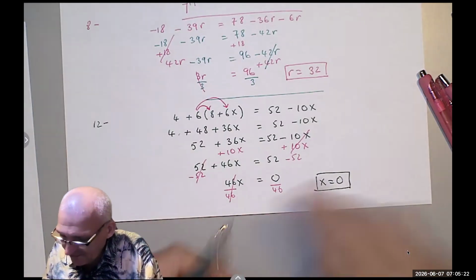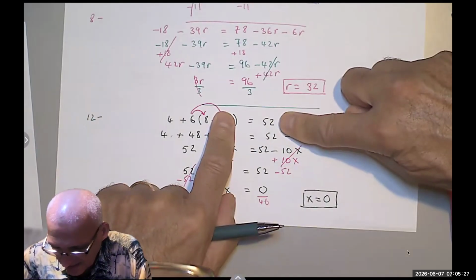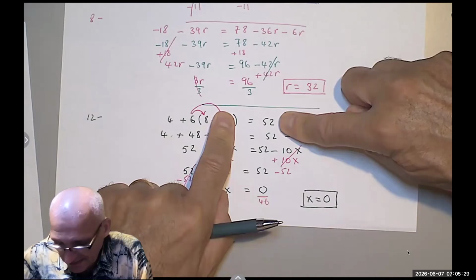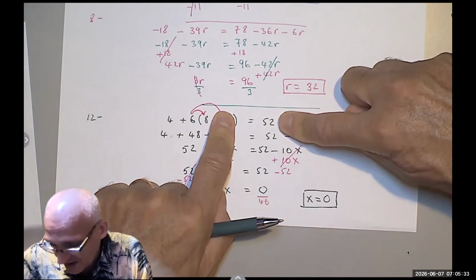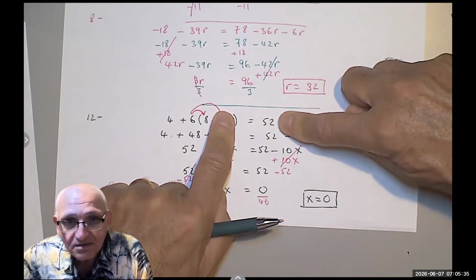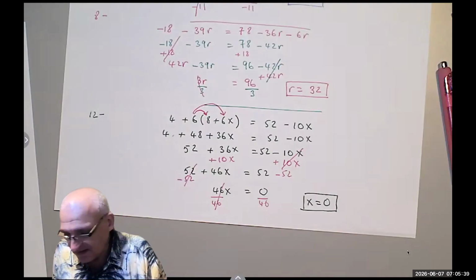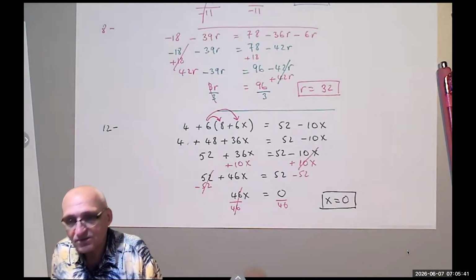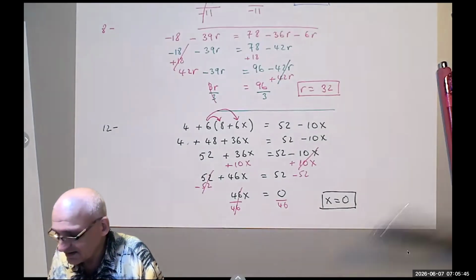Meaning if I hide the negative 10x and I hide the 6x, do you see what I get? 4 plus 6 times 8 equals 52. Yes, it's correct. 4 plus 48 is 52. So the x doesn't have any effect here. X has to be 0. If it's anything else, you cannot get the left-hand side equals the right-hand side.